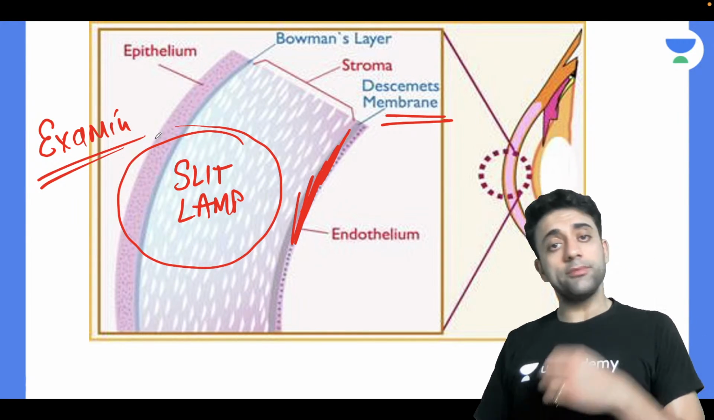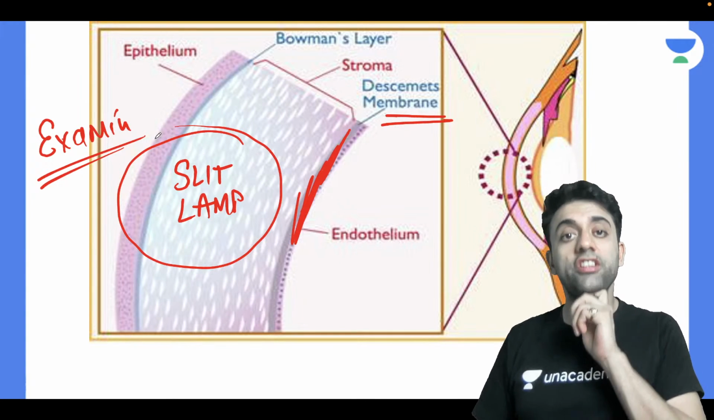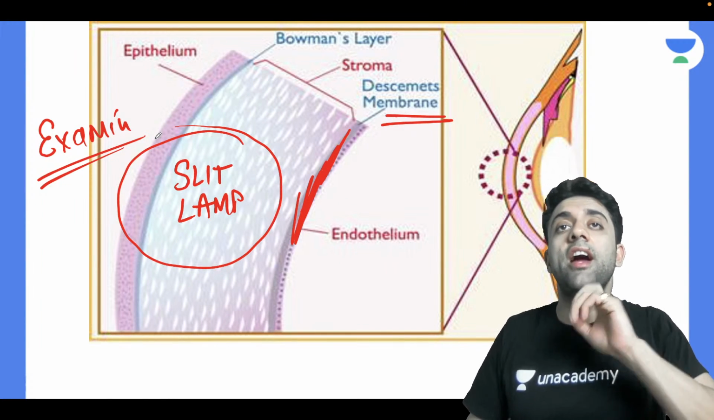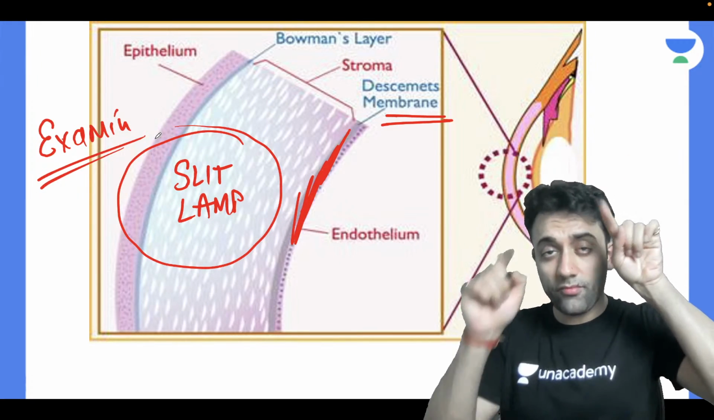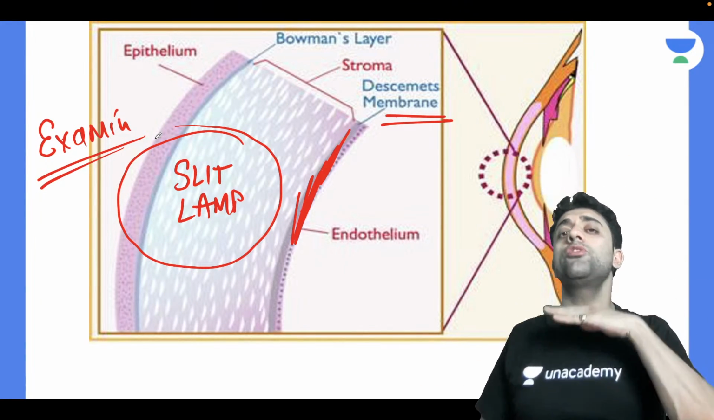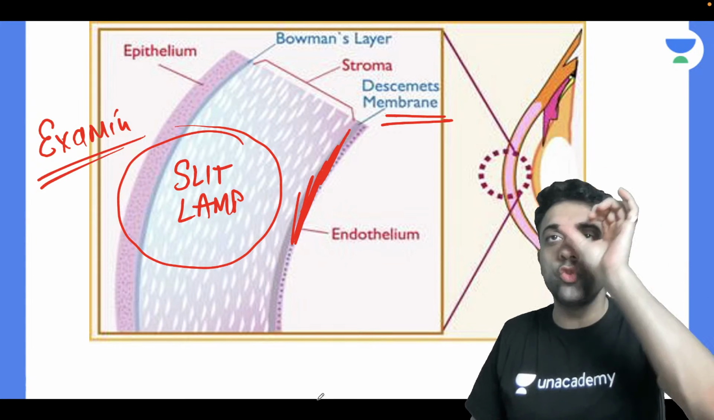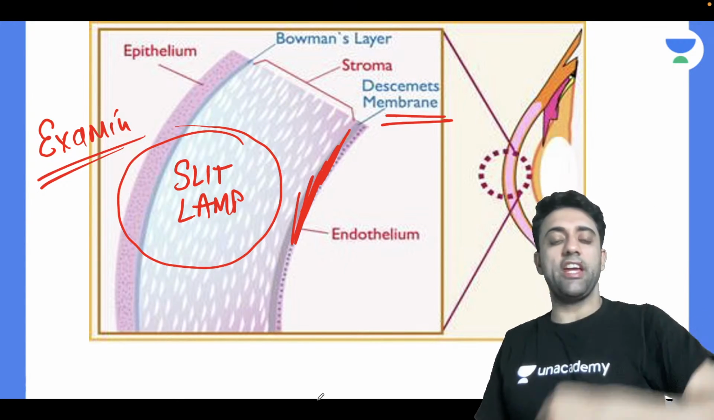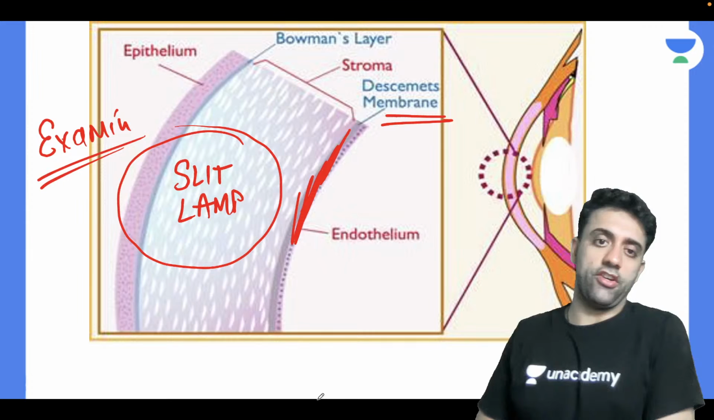Slit lamp. You remember, you put your chin in that machine and you look there, and remember we have discussed about it. The doctor will be on that side, you'll be on this side. You will put your chin like that, and they will zoom it, and they'll see the KF ring in your eyes, known as slit lamp examination.